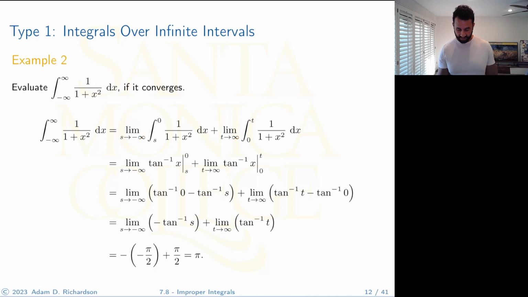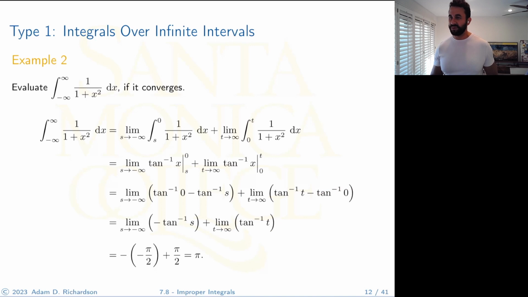This is actually the antiderivative of arctangent. So this becomes this. Now we can apply FTC2 and we get these two values. This is another reason why it was good to pick 0, because arctangent of 0 is just 0. So that disappears, and now we're left with these two limits.